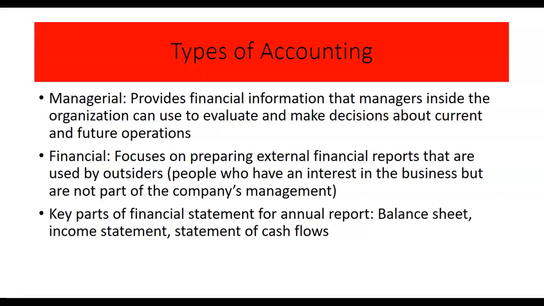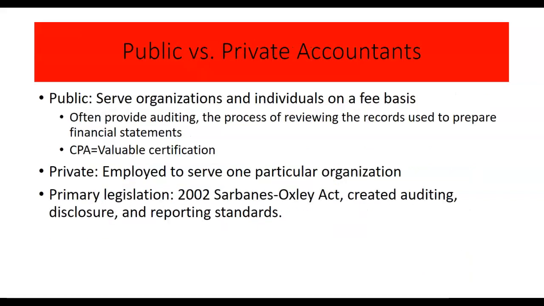So a managerial or a financial accountant can work for the same organization. We might say, for example, a Ford Motor Company. Our managerial accountants are helping us make decisions based on if we're going to expand our company or not, or get involved in a new product line. Our financial accountants are doing our tax reporting, or reporting for our shareholders, all the people who have an external financial interest. And again, the key parts of the annual report are the balance sheet, income statement, and statement of cash flows. And we'll be talking through all of those as we get through this lecture.